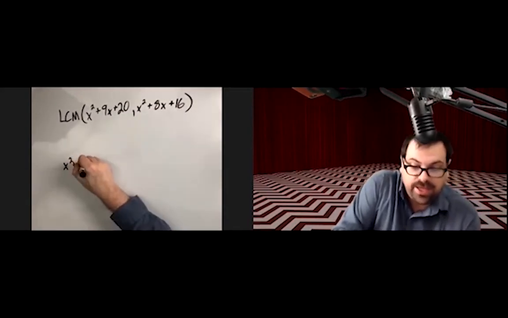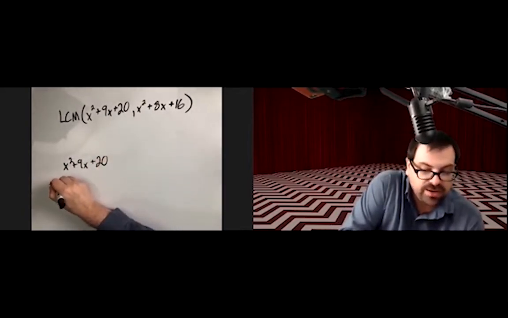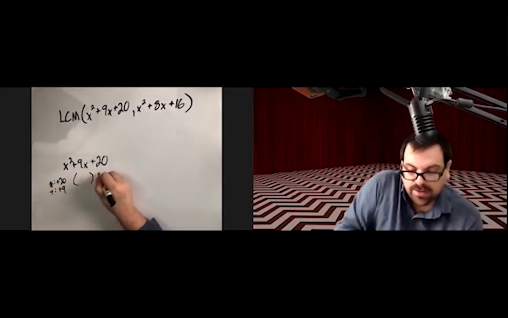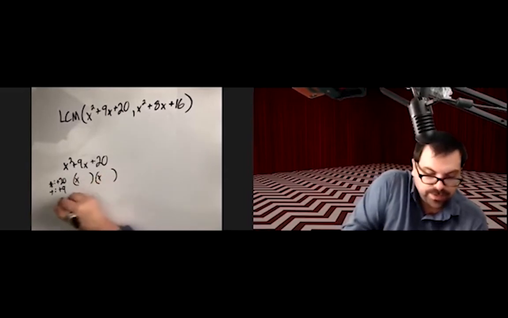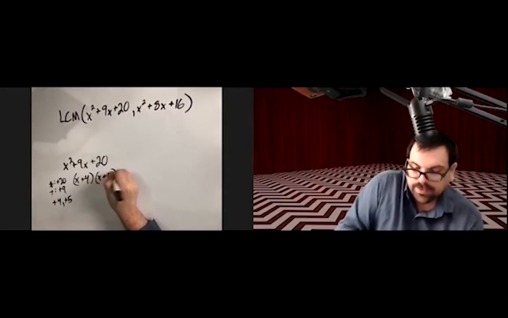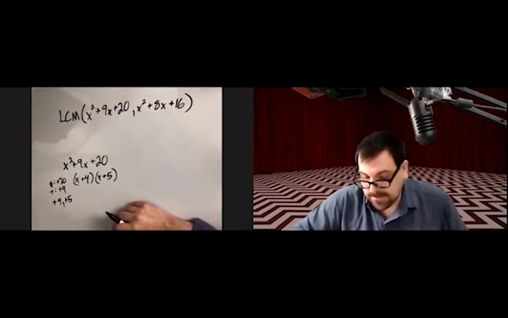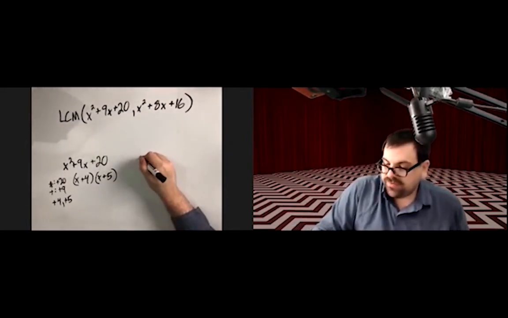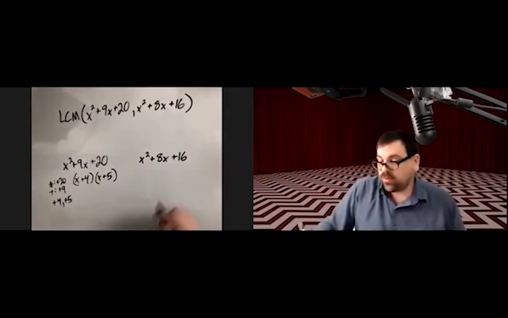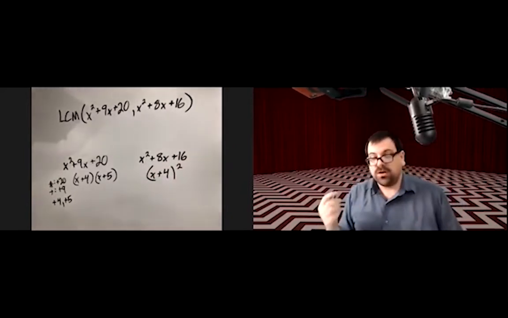X squared plus 9x plus 20, we need numbers that multiply to positive 20, that add to positive 9. These are plus 4 and plus 5. So that's the factored form of x squared plus 9x plus 20. If we factor the x squared plus 8x plus 16, this is a perfect square trinomial. It ends up factoring as x plus 4 squared.